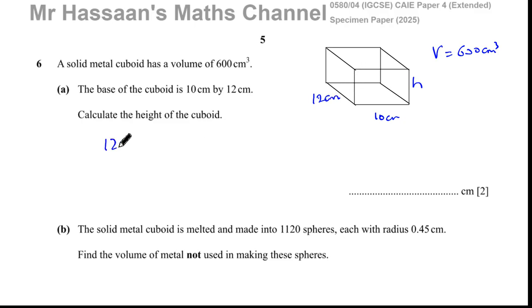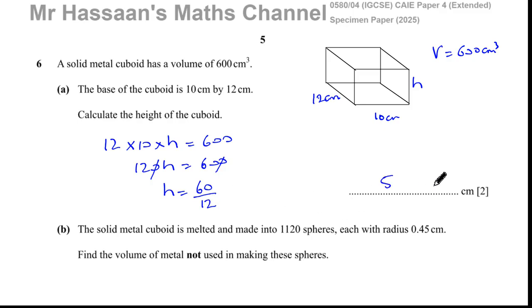So it's going to be 12 times 10 times h is equal to 600. So we have 120 times h is equal to 600. We can divide both sides by 10 first and then by 12. So you have h equals 60 over 12. 60 over 12 is 5, because 5 twelves are 60. So you have 5 centimeters. There's the answer to part A, pretty straightforward.